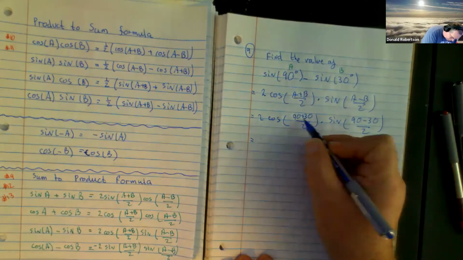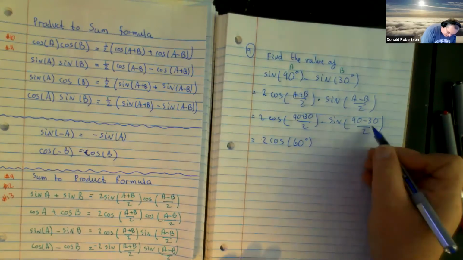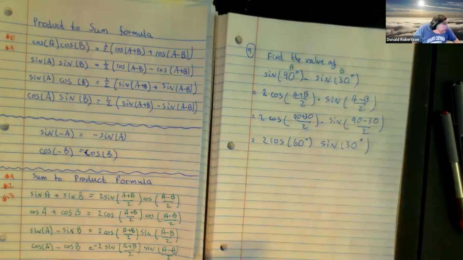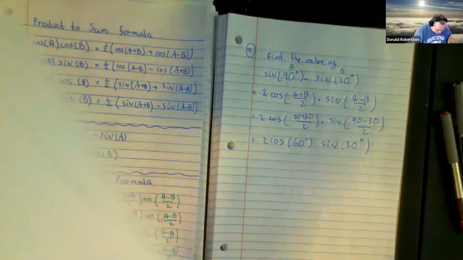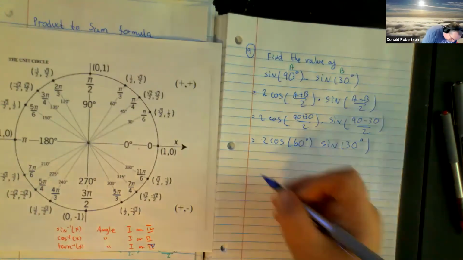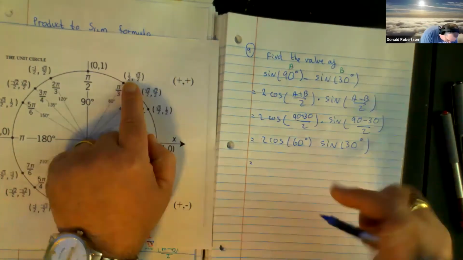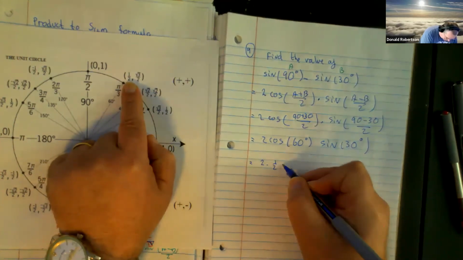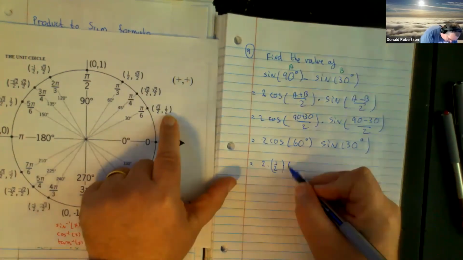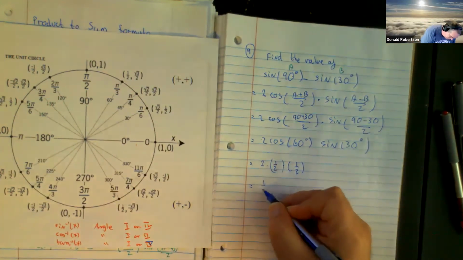And so what's that, 120? That becomes half of 120 is 60 degrees. And this guy is 30 degrees. And since they want the value of it, I'll use my unit circle. Cosine of 60, there's 60. The cosine is a half. Sine of 30, there's a 30. The sine of 30 is a half. And all of that ends up being a half.